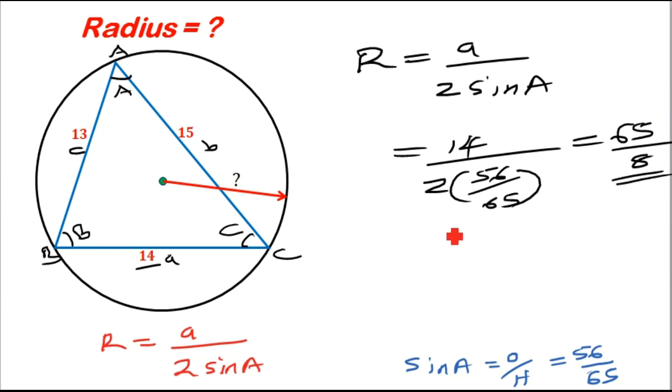Ladies and gentlemen, we have found R, the radius, to be 65 over 8 by just using the sine rule, the cosine rule together with the Pythagoras theorem.